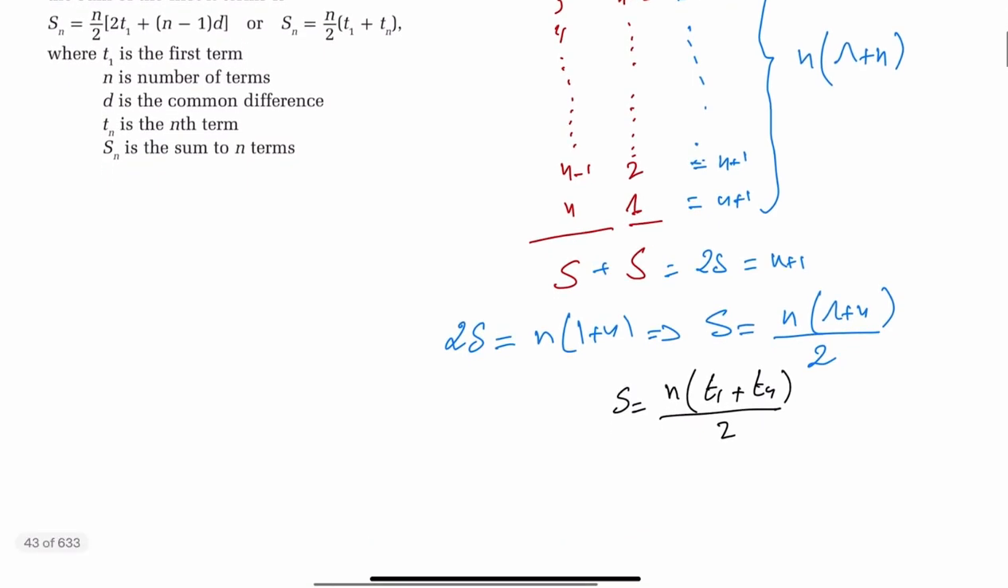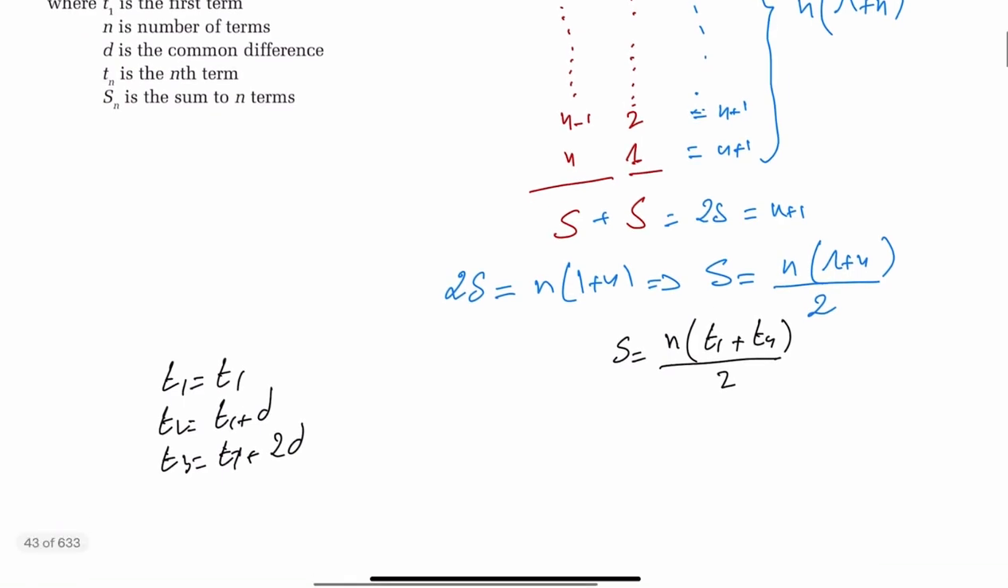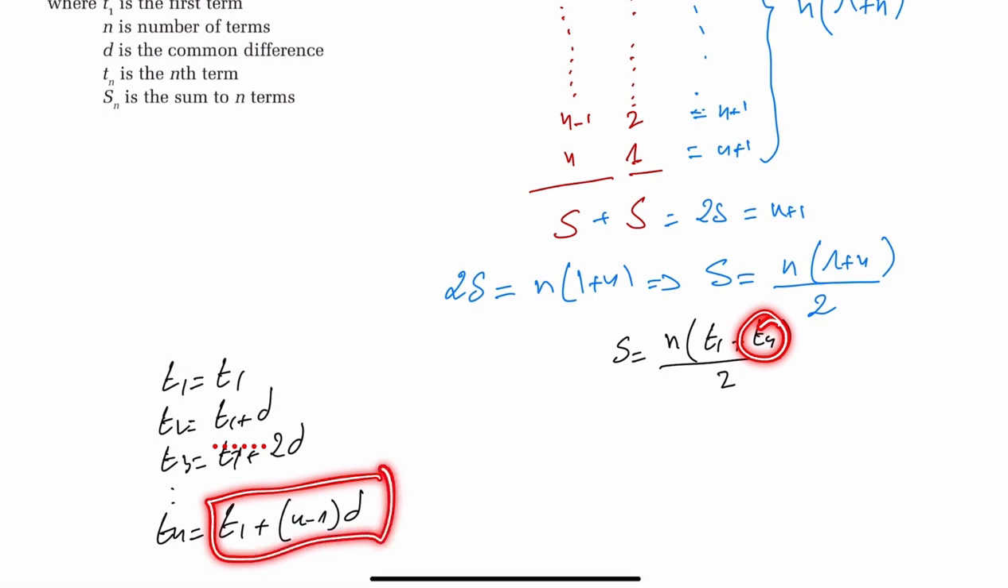We know that t1 is equal to t1. t2 is equal to t1 plus d. t3 is equal to t1 plus 2d. So if you go up to tn, you will find that tn is equal to t1 plus n minus 1 times d. And we will just replace tn with this value. Instead of tn, we will put this value.